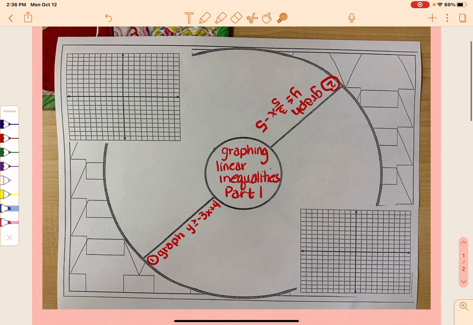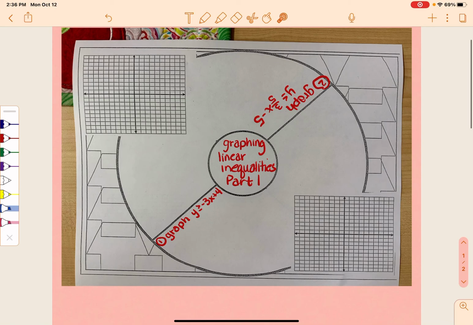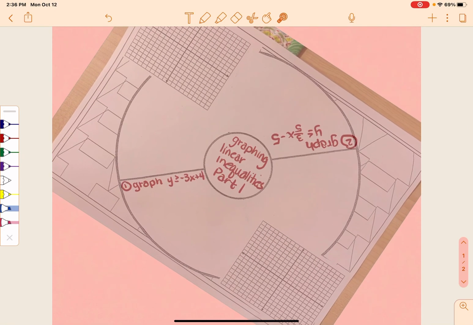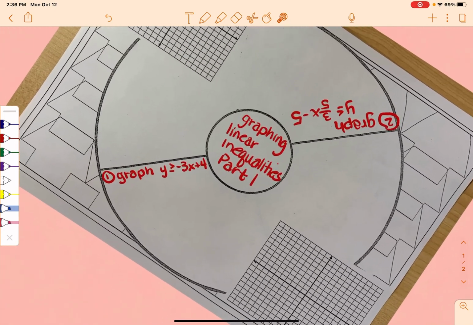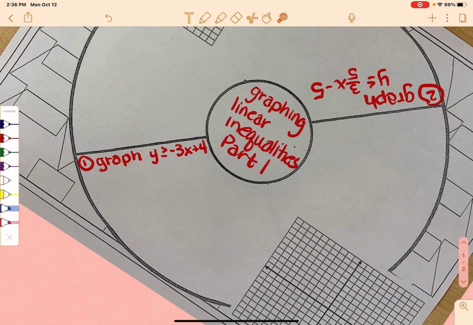So basically this is set up where this is all for example 1 and this is all for example number 2. So we're going to work on graphing inequalities and we're going to use the steps that we talked about in the last video. First of all, I'm going to turn this just so I can write on this a little better. So we're going to graph y is greater than or equal to negative 3x plus 4.